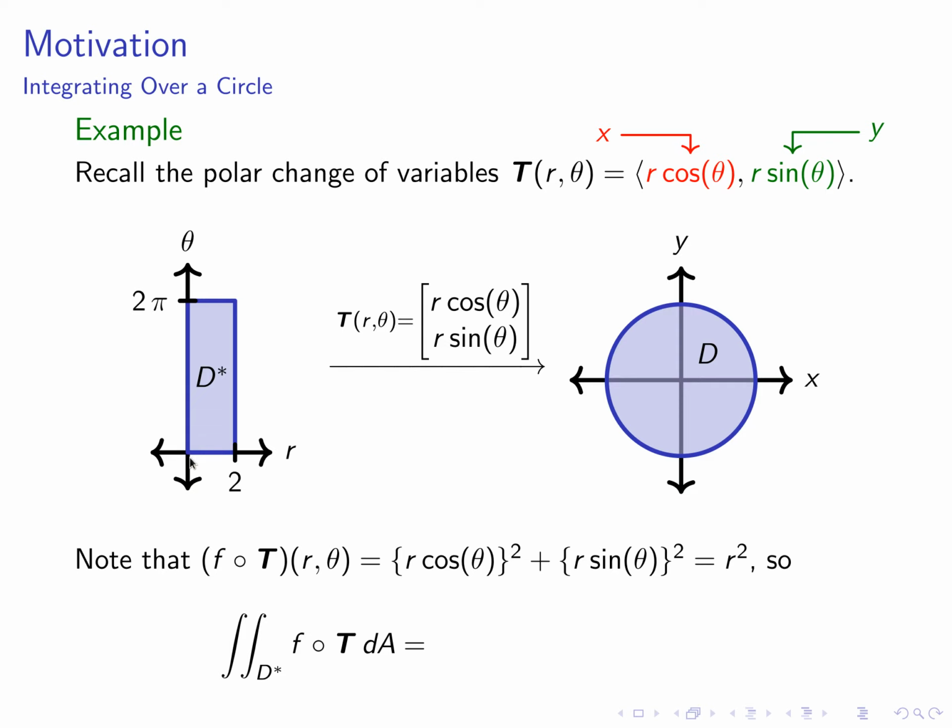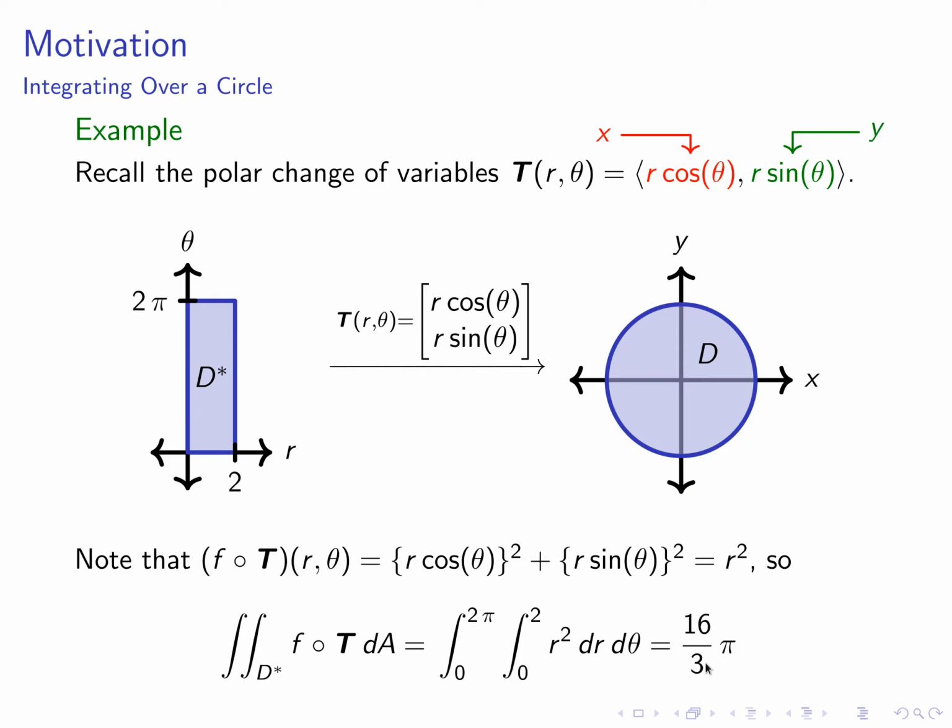Here, r ranges from 0 to 2, and theta ranges from 0 to 2 pi. So now we have a much simpler iterated integral. We're simply integrating r squared from r equals 0 to r equals 2, and from theta equals 0 to theta equals 2 pi. The calculus here is not difficult at all, and when we do it, we get an answer, but again, there's an issue here. The answer we're getting is 16 pi over 3, where we saw previously that the answer should be 8 pi.